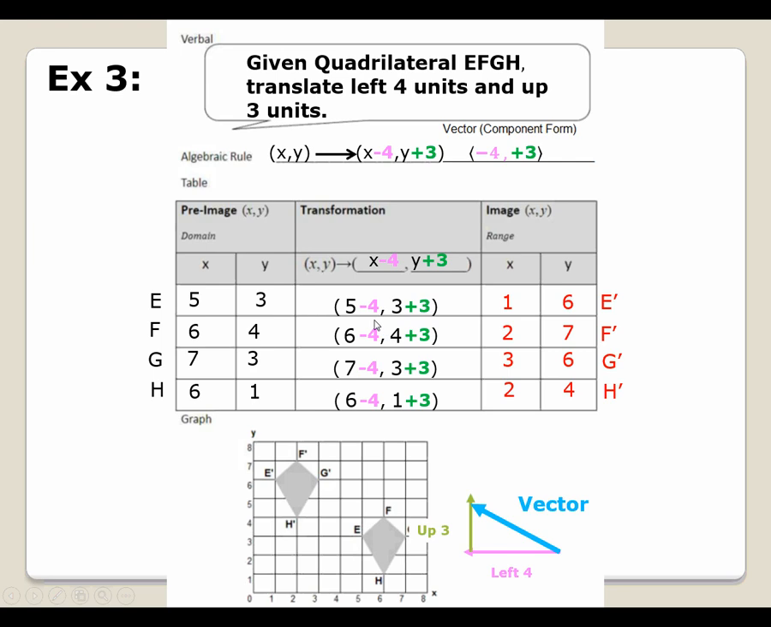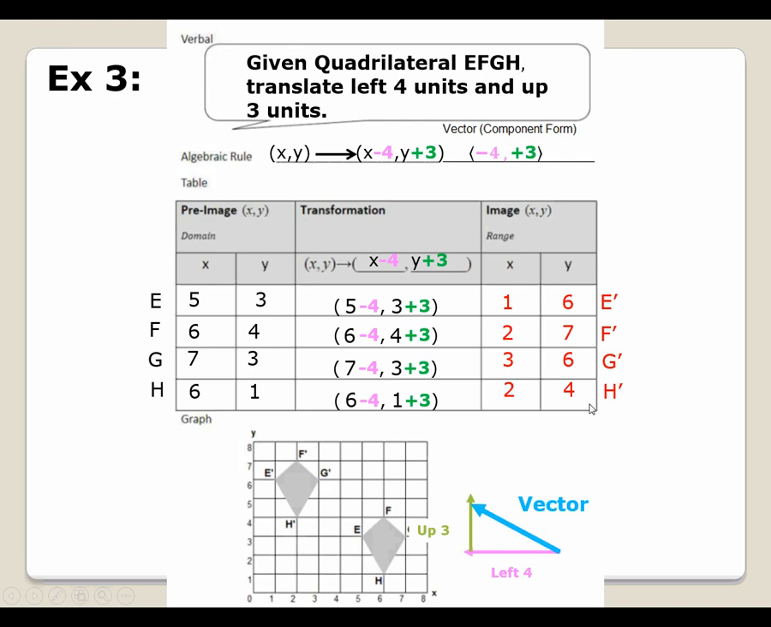Okay, so 5 minus 4 equals 1. 3 plus 3 is 6. Okay, so 6 minus 4 is 2. 4 plus 3 is 7. 7 minus 4 is 3. 3 plus 3 is 6. And 6 minus 4 is 2. And 1 plus 3 is 4. Okay, so we got all of our points right, which is super exciting.